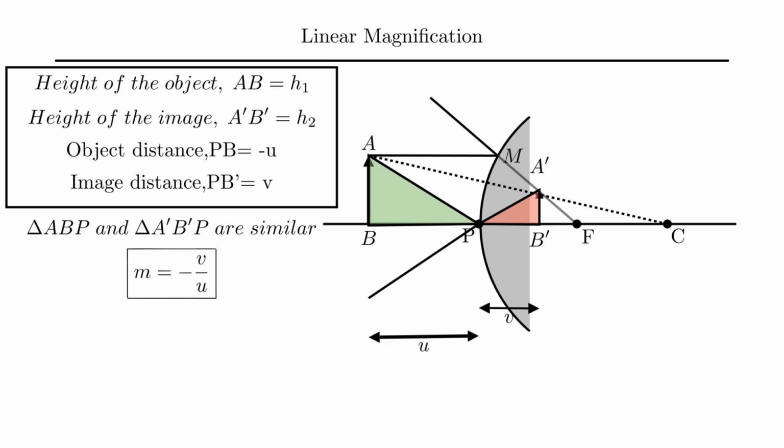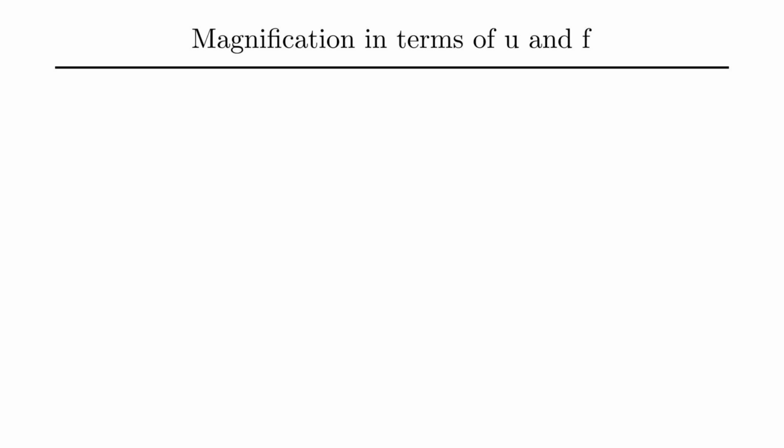Since linear magnification is the same for both the mirrors, we can derive magnification in terms of u and f, where u represents the distance of object and f represents focal length. As the mirror formula is 1 upon f equals 1 upon v plus 1 upon u, multiplying this equation by u, we get u over f equals u over v plus 1. On transposing, we have minus u over v equals 1 minus u over f. Taking LCM, we have minus u over v equals f minus u over f. On taking reciprocal both sides, we get minus v over u equals f over f minus u. Since magnification equals minus v over u, therefore m equals f over f minus u.